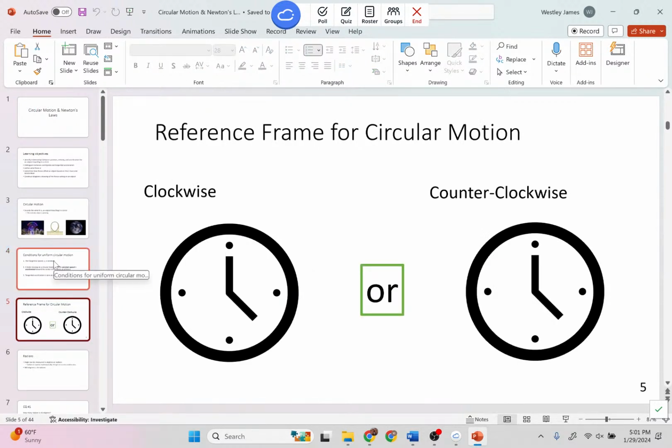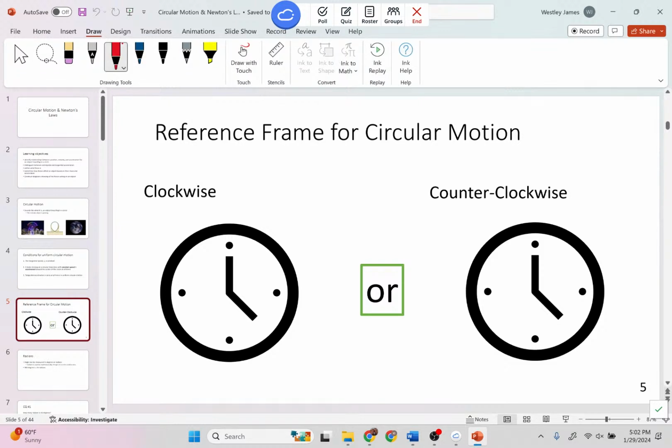Very important, we know clockwise and counterclockwise sounds silly, but I have no idea how to describe which way something's rotating without clockwise or counterclockwise. Case in point. This one here is clockwise, it's the direction a clock goes. This one's counterclockwise, the direction opposite the way a clock goes.